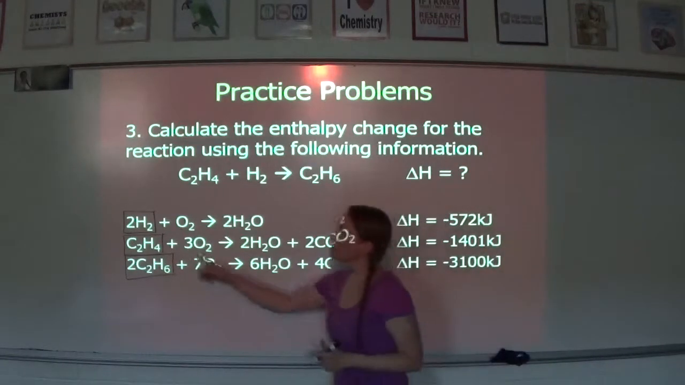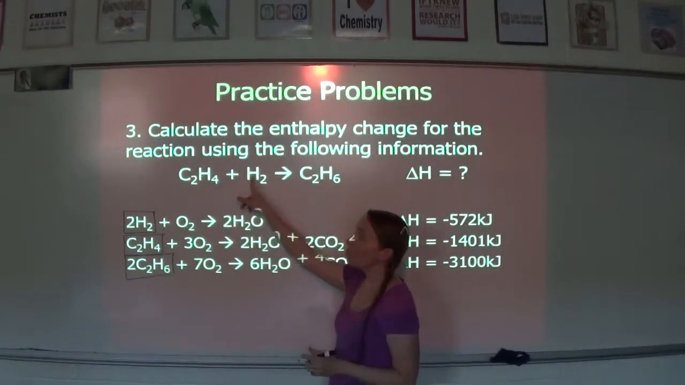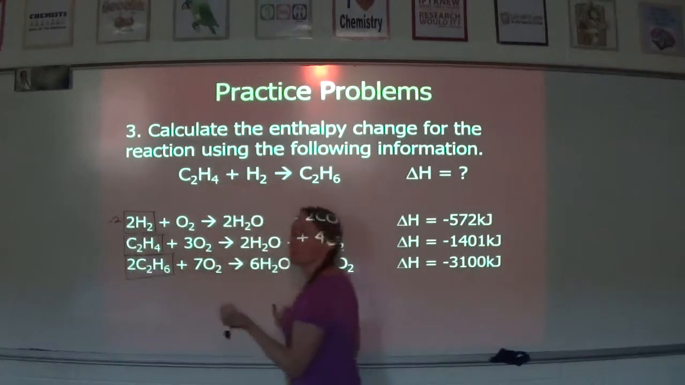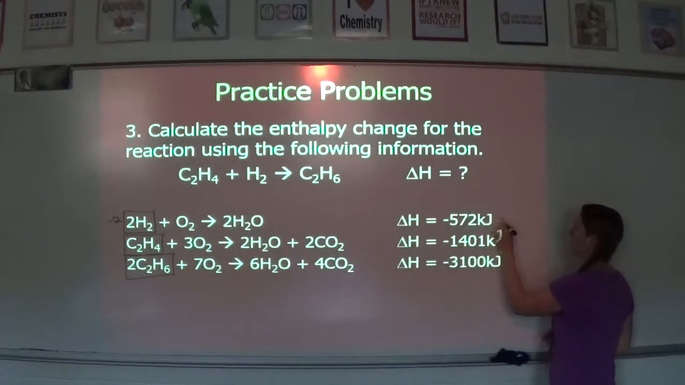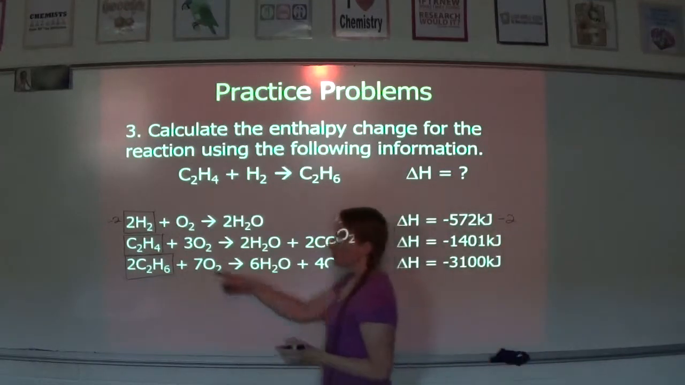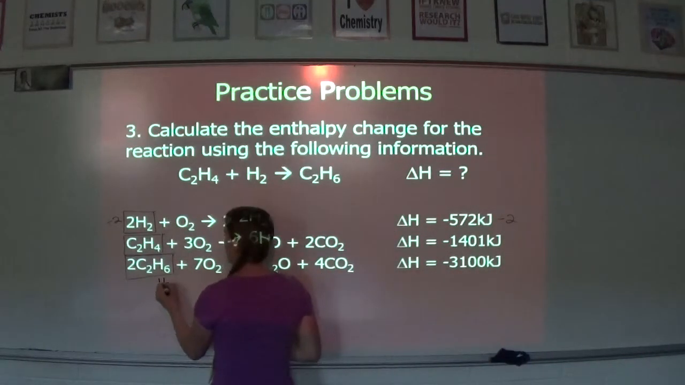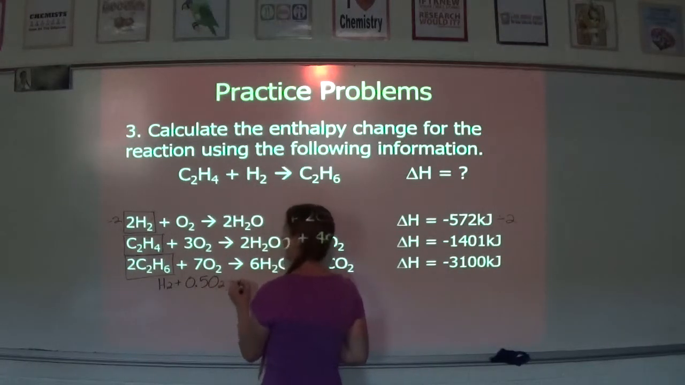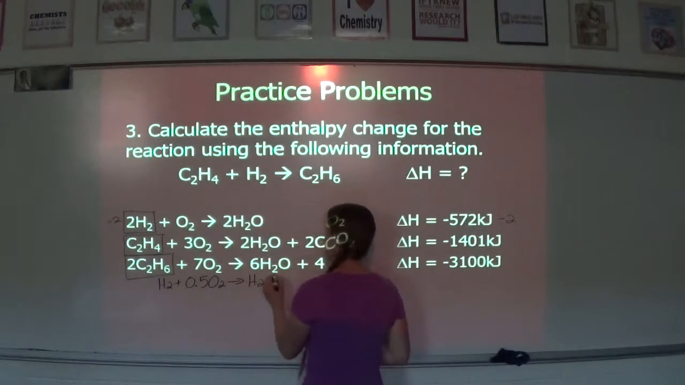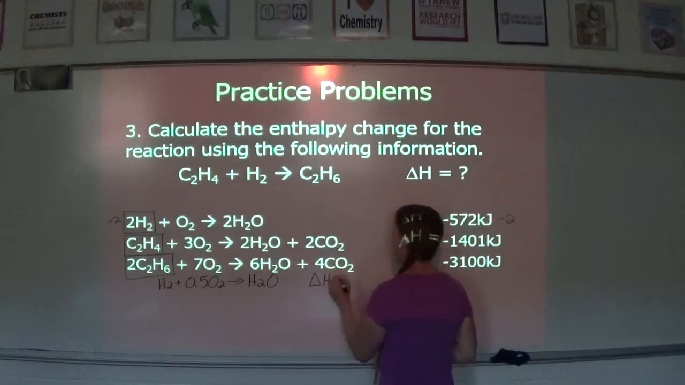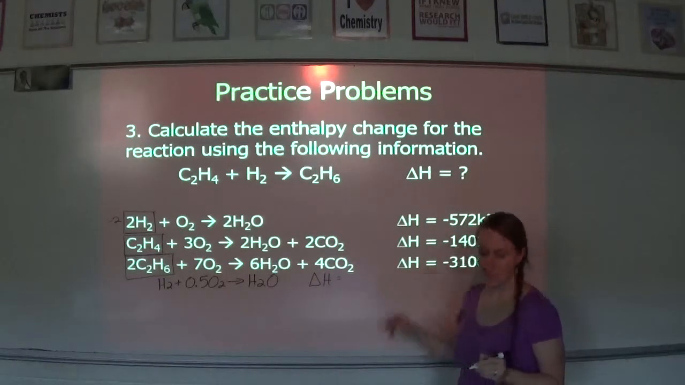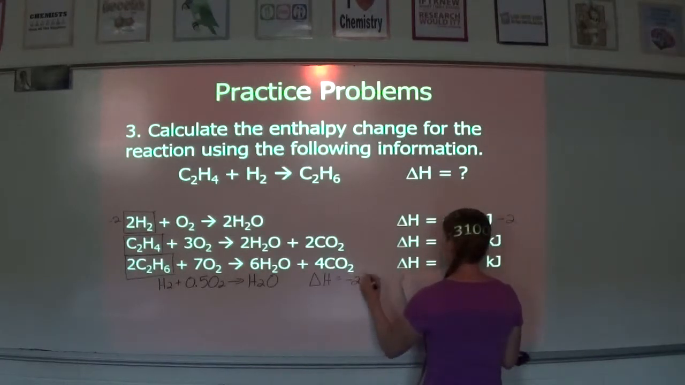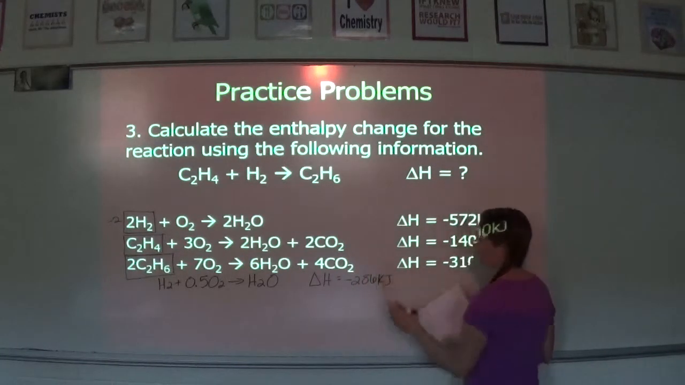Alright, so I have 2 H2 as a reactant. I want 1 H2 as a reactant. So I'm going to divide this reaction by 2, which means I need to divide delta H by 2. So that becomes H2 plus 0.5 O2 yields H2O. And then, like I said, I'm going to divide my delta H by 2. And so when I divide that by 2, I get negative 286 kilojoules.